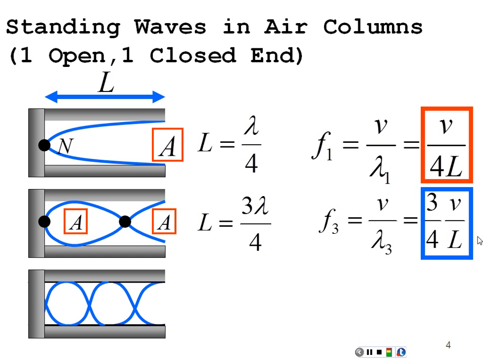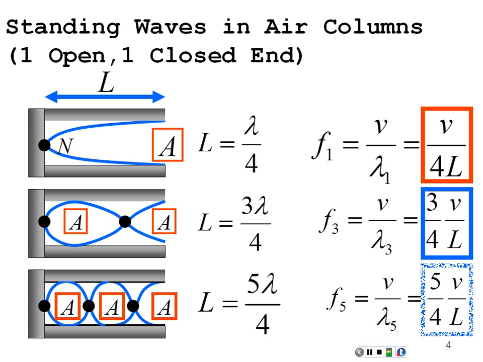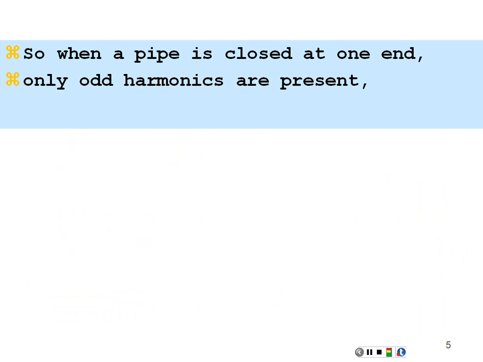The next possible standing wave has a node at the closed end, an antinode at the open end, and another antinode-node pair added in between. Length is equal to 5/4 wavelengths, and the frequency is 5/4 velocity of sound divided by L. So for a closed-in, open-end pipe, only our odd harmonics are present.